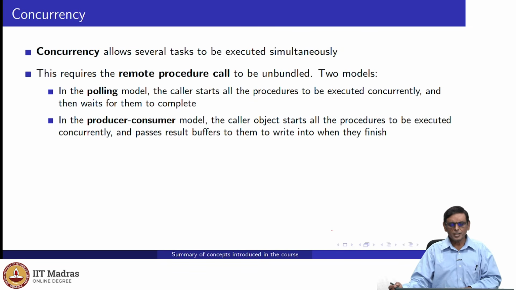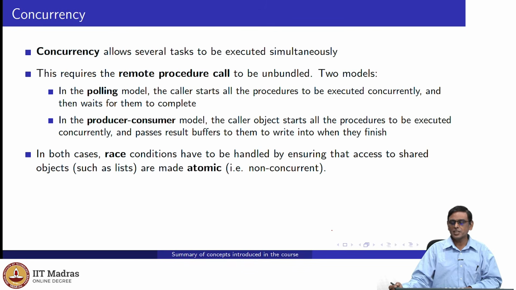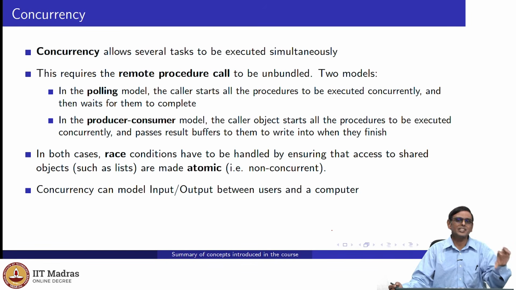In both cases, there are race conditions, and these race conditions can cause corruption of various shared objects like lists and so on. So we have to ensure that the shared objects are atomic, or non-concurrent. There is no concurrency inside a list; there is concurrency outside the list, right? So you have to make it work. Finally, input-output between a user and a computer, for example, is actually concurrency at work, right? So you have to understand concurrency, and you have to understand input-output.